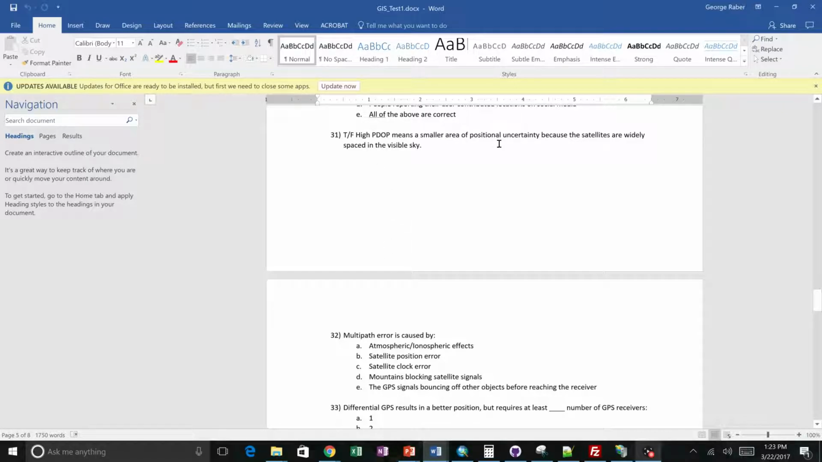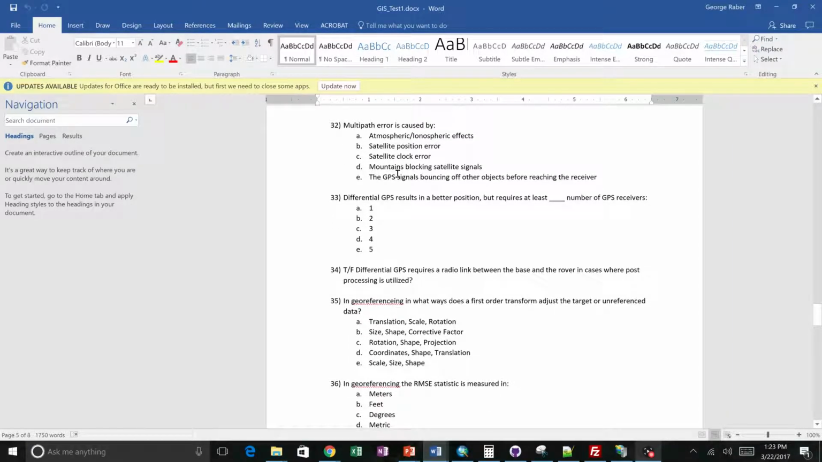High PDOP means a smaller area of positional uncertainty because the satellites are widely spaced. No, sorry, I should have read my key. It's false. I was jumping ahead. So low PDOP means a smaller area of positional uncertainty because the satellites are widely spaced and visible in the sky. So it is true that widely spaced satellites yield a smaller positional uncertainty, but that makes a low PDOP. So that's why that one's false.